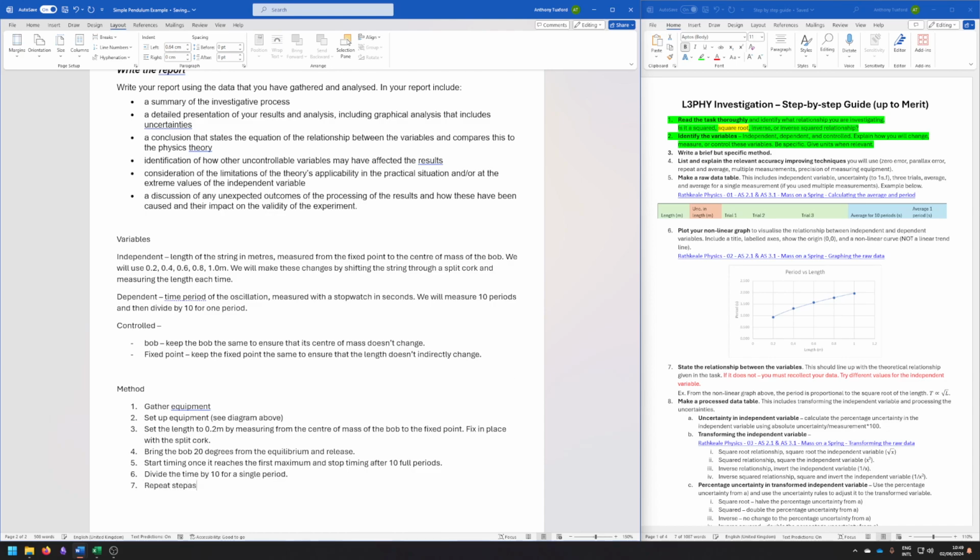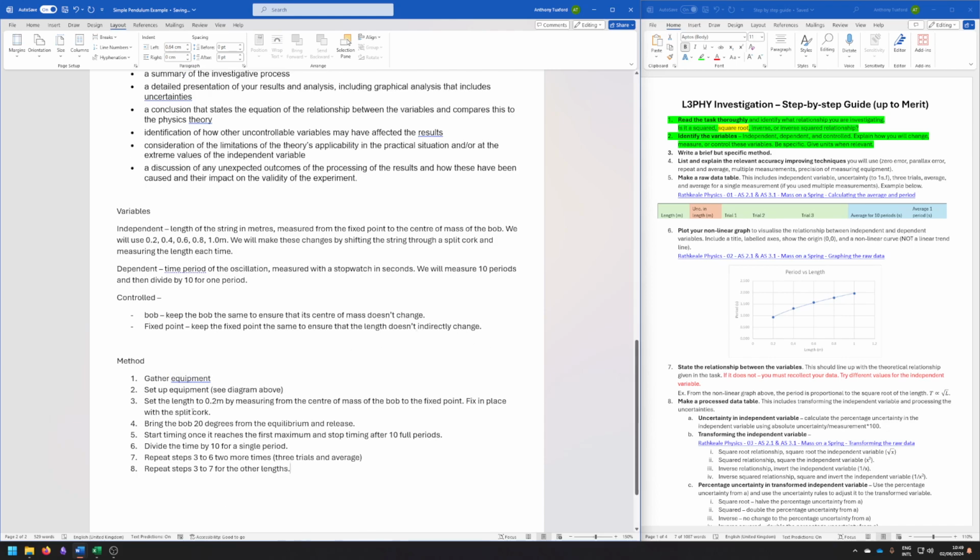Repeat steps 3 to 6 for the other lengths. No. Repeat steps 3 to 6 2 more times. Right, 3 trials and average. And then repeat steps 3 to 7 for the other lengths.